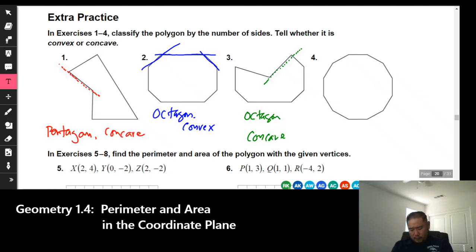And number 4, if you do your tests of extending out the sides, I don't see any that goes inwards, right? That lands inside of the figure. We got to count the sides: 1, 2, 3, 4, 5, 6, 7, 8, 9, 10, 11, 12. And that right there is a dodecagon. Okay? And it is convex.